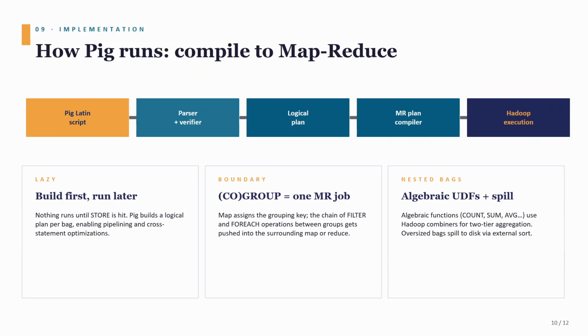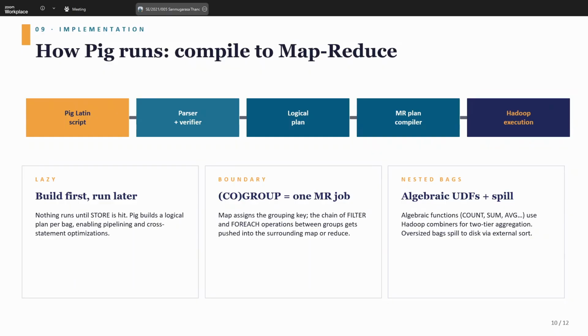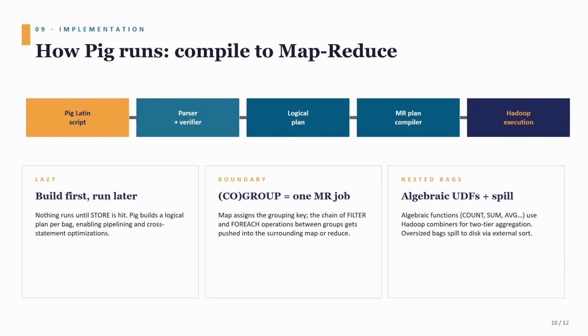One important concept here is lazy evaluation. Pig does not execute commands immediately. Instead, it builds an execution plan first and only starts processing when the store command is reached. This approach allows Pig to optimize the workflow and combine operations efficiently. Another key point is that group and cogroup operations usually create MapReduce job boundaries. Operations like filter and foreach between them can often be pipelined into the map or reduce phase.